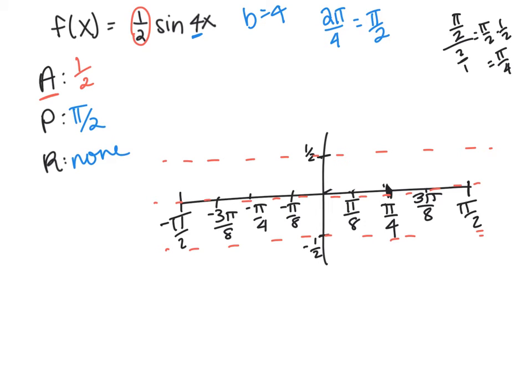Now we just follow that same pattern again. Sine starts in the middle, so our first point is going to be at 0, 0. Then it goes up to the top, back to the middle, bottom, middle. So there's 1/2, reverse it to the left, bottom, middle, top, middle. And there's your sine graph for that function.